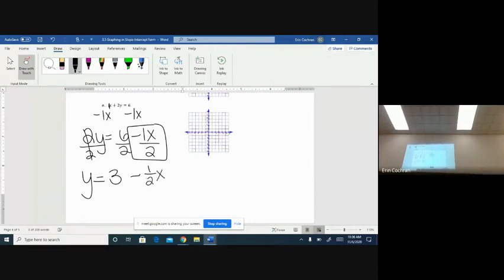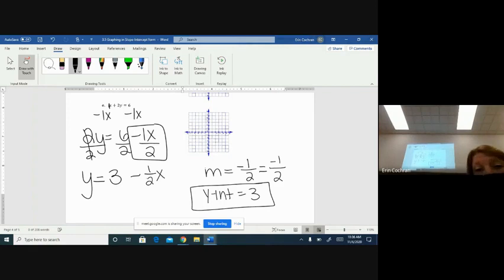All right, now are we in slope-intercept form? Yep. What is my slope? What is with the x? Negative 1 over 2. Where do you want to put the negative? Do you want to put it with the 1 or the 2? The 1. Does it matter? No. Okay. And then what is my y-intercept? 3. So what do I graph first? Y-intercept. So I go to the y-axis and put a point at 3.